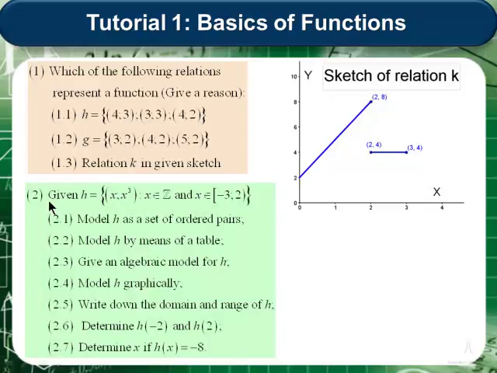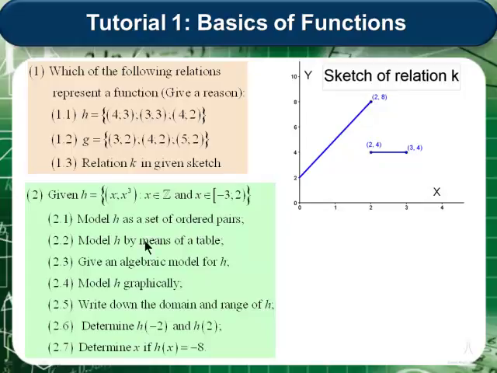And in the second example, I want you to consider the function h, defined by the set of ordered pairs (x, x cubed). So the input is x and the output is the cube of x, but not all the x values. It must only be integers, and x must be an element of the half-closed, half-open interval from -3 to 2. So in other words, the only x values that you will consider are -3, -2, -1, 0, and 1, and not 2.